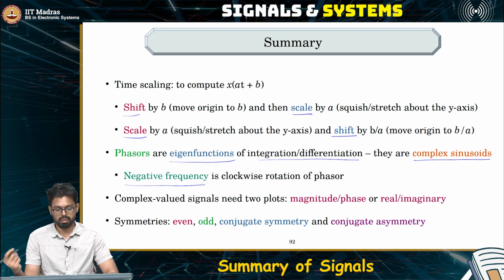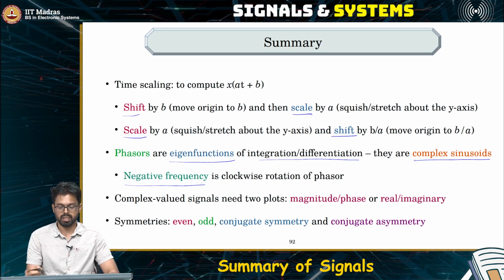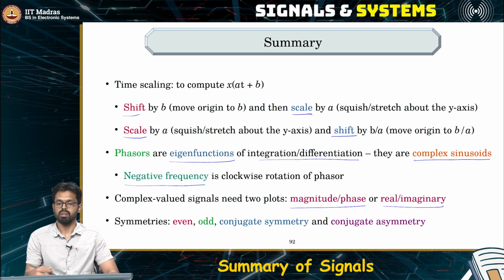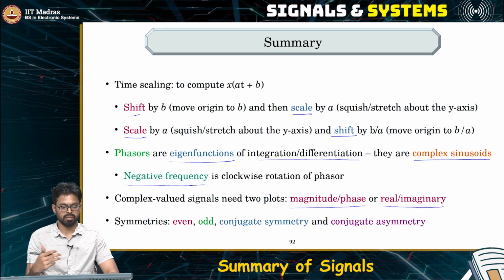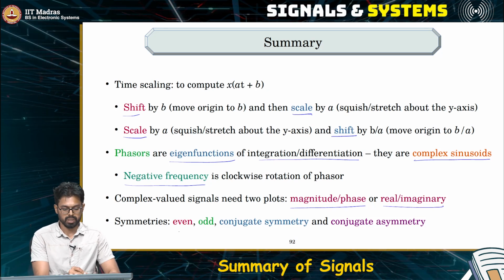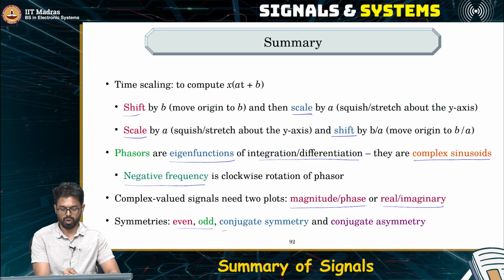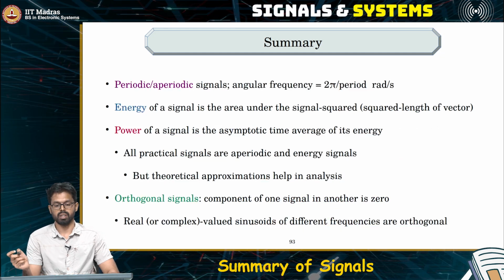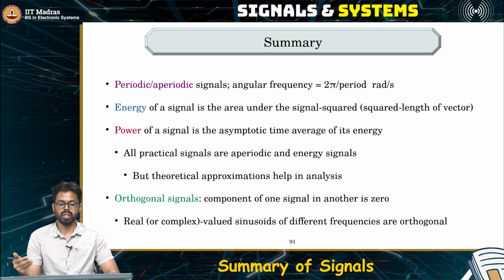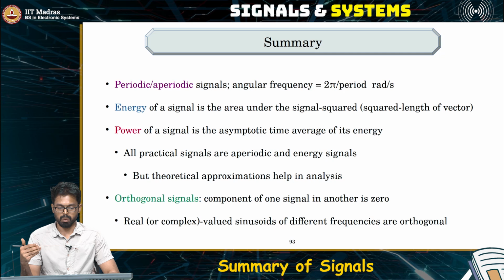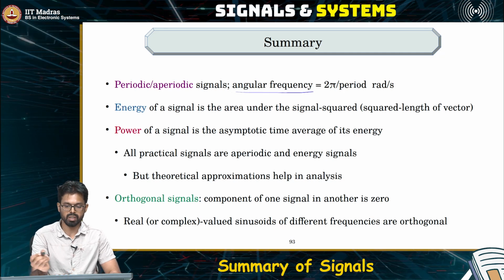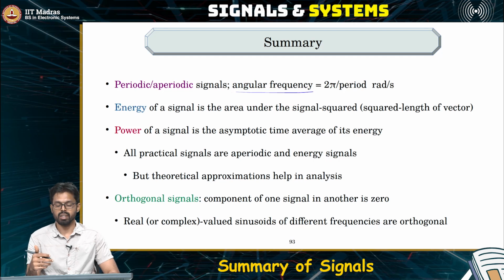Okay, and then the moment we have complex valued signals, we need to visualize them, and that requires two different plots. We saw what they are, and we saw different kinds of symmetries when we visualize signals. So we saw that there is even odd symmetry or conjugate symmetry or skew symmetry. And then we saw other properties of signals such as periodicity, and once a periodic signal is given to you, from its period you can find out what is its angular frequency or its linear frequency.